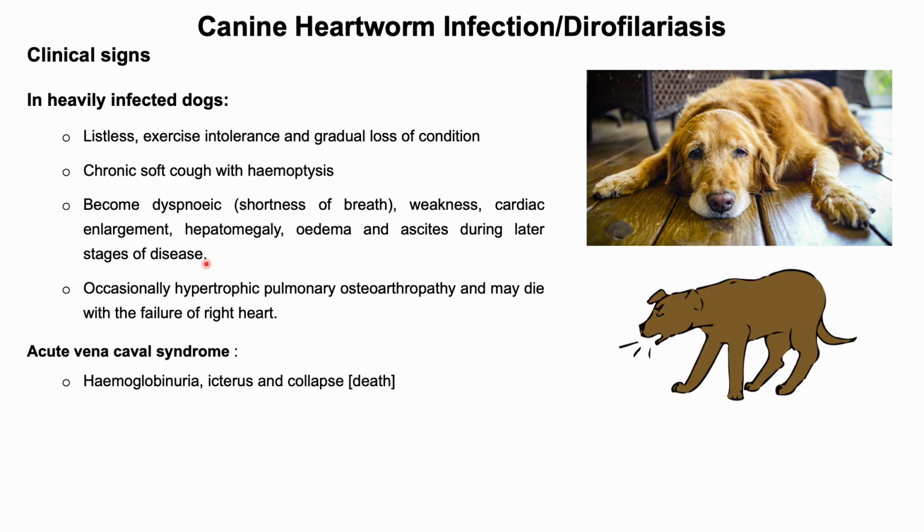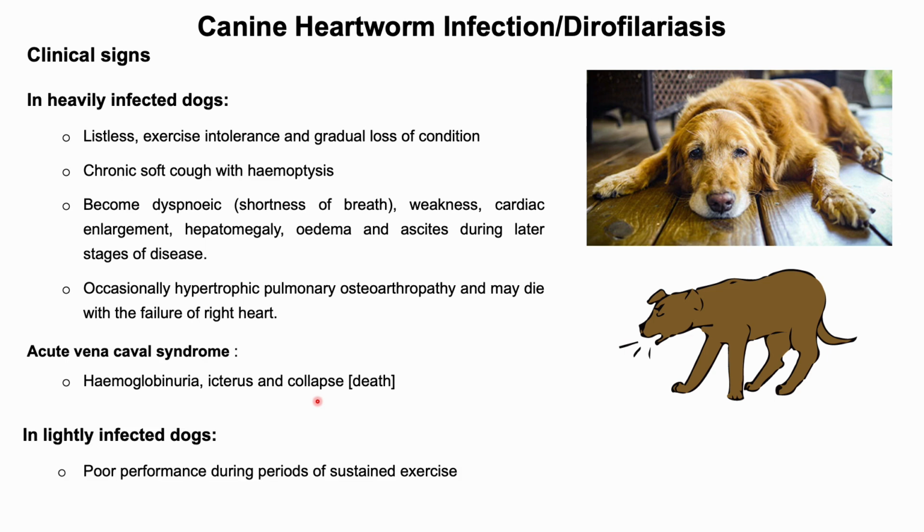Acute vena cava syndrome is characterized by hemoglobinuria, icterus, and death of the animal within 2 to 3 days. In lightly infected dogs, poor performance during periods of sustained exercise is observed.